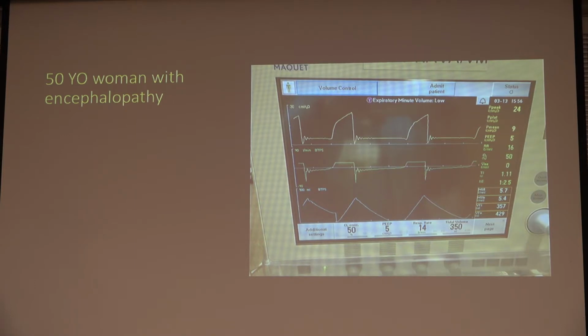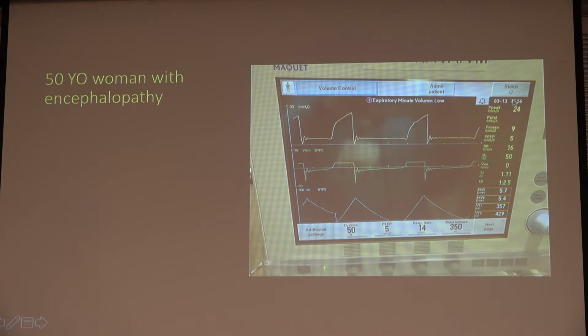And what do we see here? Very low flow, right? Really long inspiratory time, well over a second. And peak pressure still 24. And someone may have said some flow asynchrony there too. And certainly I do see that.